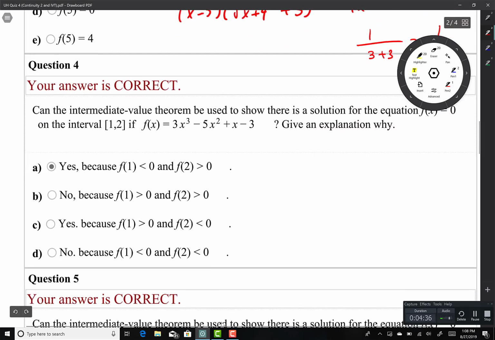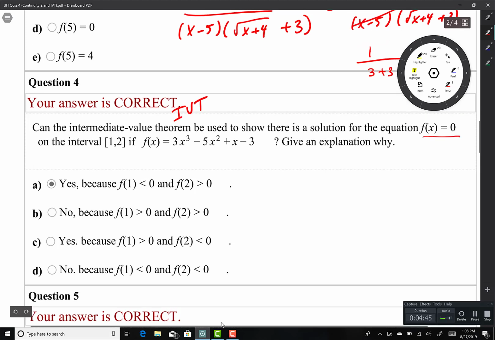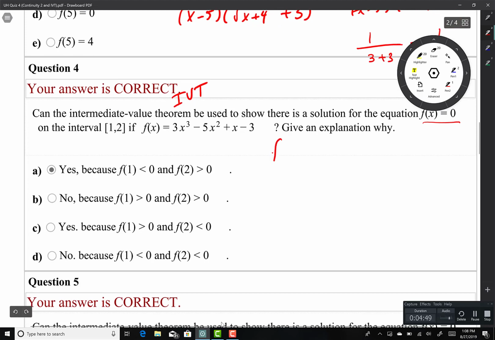Can the intermediate value theorem, that's IVT, be used to show there is a solution to the equation f of x equals 0 on the interval 1 or 2 if it is my function? All right. So let's find out what f of 1 is. 3 times 1 cubed minus 5 times 1 squared plus 1 minus 3.